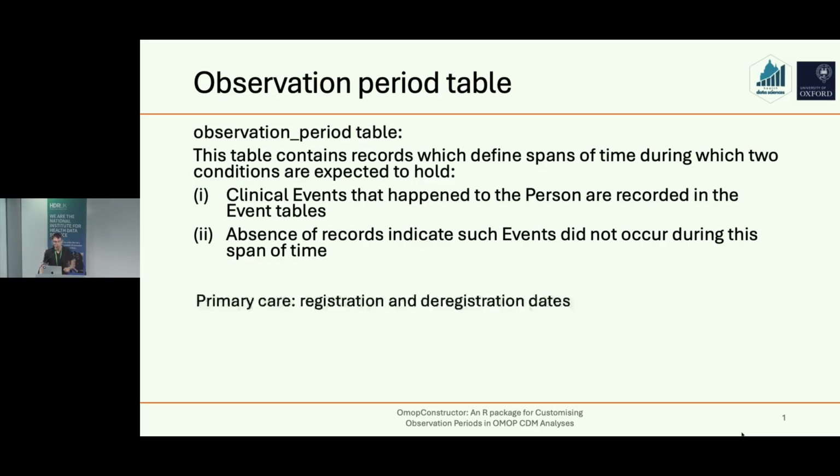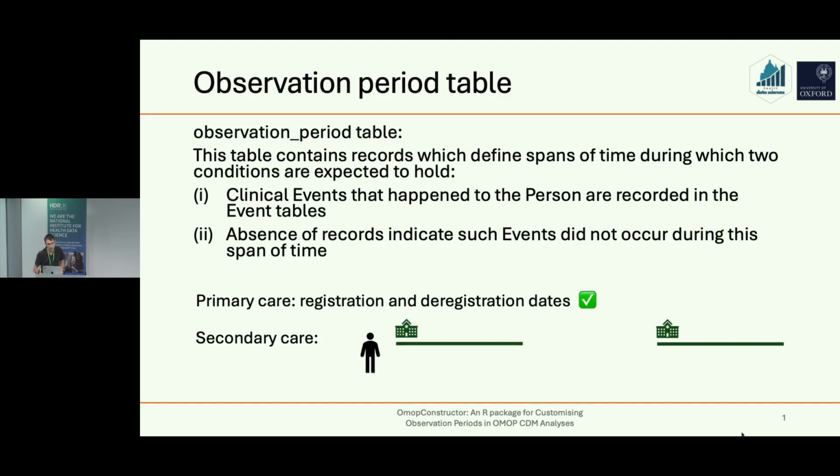These are quite strong assumptions, but this is what we are meant to map in the observation period. When you have primary care data, as some of you have, mapping the observation period becomes quite easy, because you have a registration and registration dates, so you can use those dates as the observation period. What happens when you have secondary care data, with visits and drugs? Is the person in observation only when they have a visit, only when they have a prescription? What happens in this case?